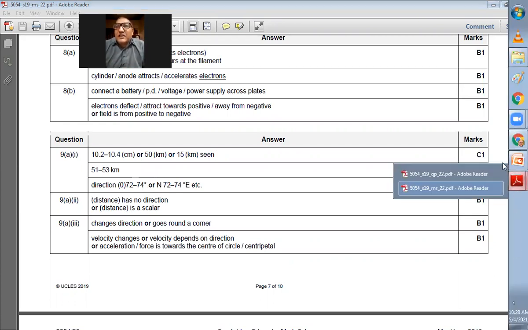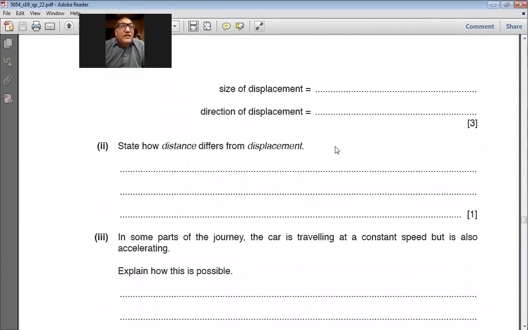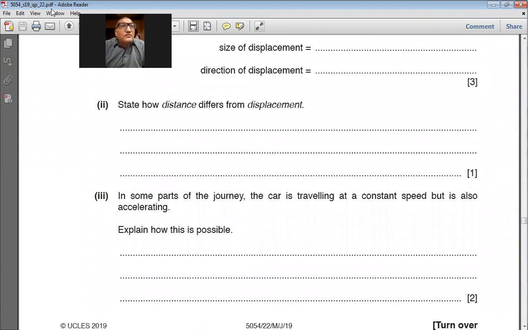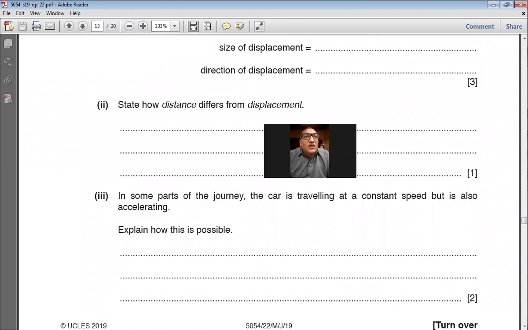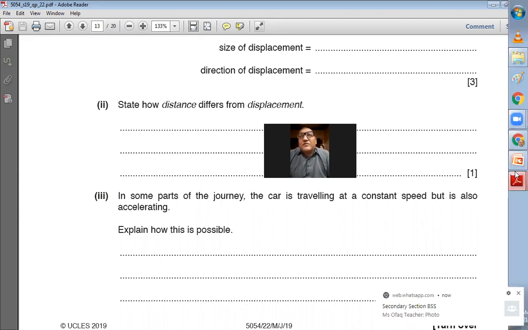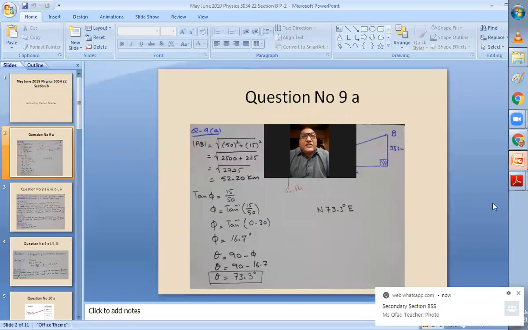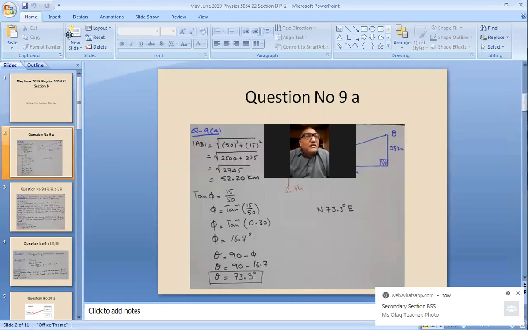The next part coming up on your screen, question number 9 we are doing. The question is: state how the distance differs from the displacement. Distance is a scalar quantity, whereas displacement is a vector quantity. Distance only has magnitude, whereas displacement has magnitude as well as direction. That's the basic difference between them. You can write this answer. It's a very simple question.